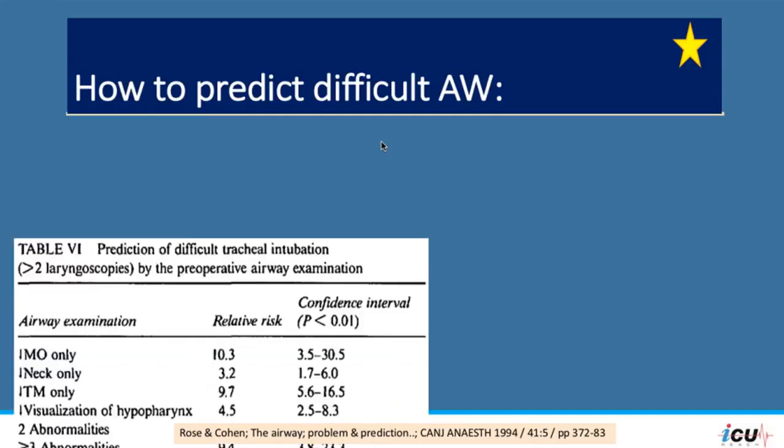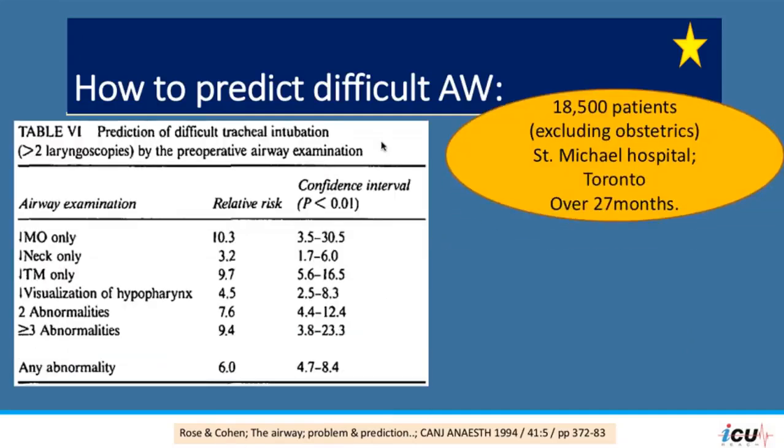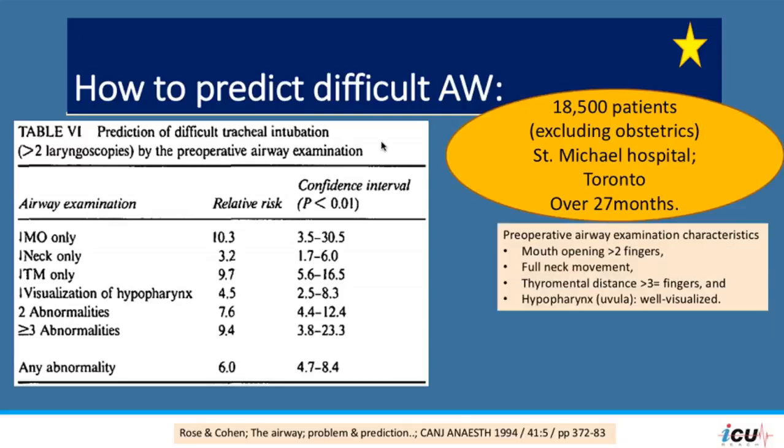Well, I'll share with you this study from St. Michael's Hospital, which was published a long time ago, where they studied 18,500 patients over 27 months. It was a pre-operative airway examination where they looked at the mouth opening, the neck mobility, the thyromental distance, and the visualization of the hypopharynx. And they defined difficult intubation as more than 2 laryngoscopies.